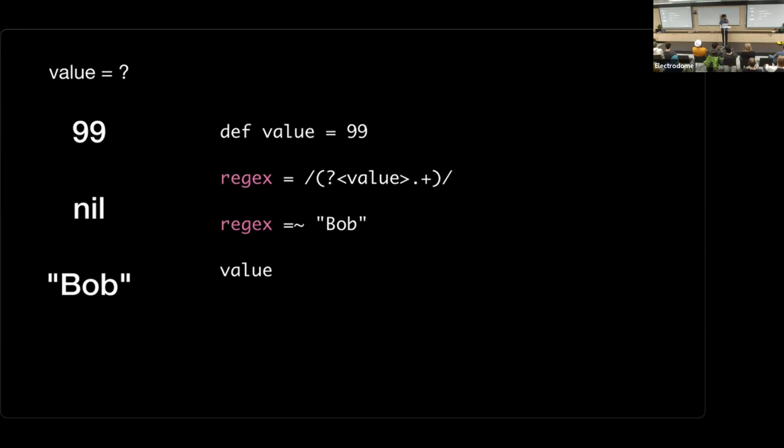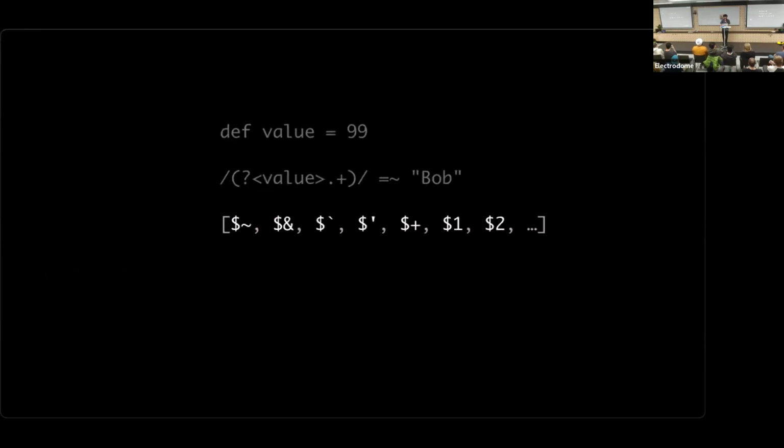Let's refactor this. Let's remove the intermediate variable. Okay, what's value now? Who thinks 99? Who thinks nil? Who thinks Bob? Yep, it's Bob. It's that regex match has now created a local variable that shadowed our method. It appeared with no assignment operator inside. And it's not just that, it also mutated a whole family of cryptic Perl-style global variables, like the ones you see here, to hold the results of the match.